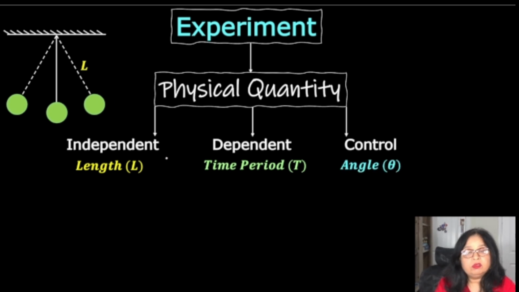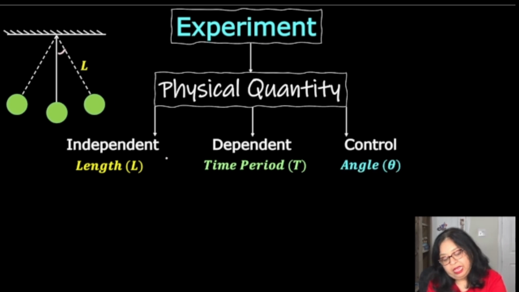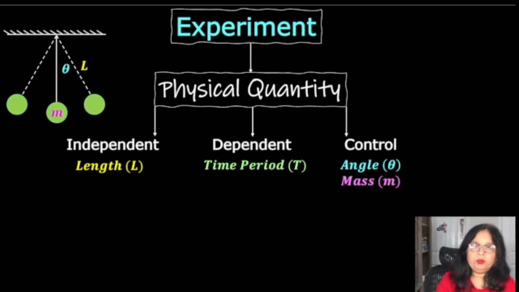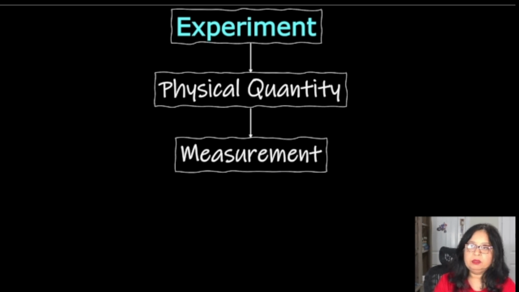And what are the controls? The angle theta, which is the angle of release of the pendulum, and the mass m, where mass m is the mass of the bob, the green colored bob. So we're not really going to get into the mathematical description of this experiment or the data associated with it. I just wanted to give you an idea of what dependent, independent, and control parameters mean in an experiment.